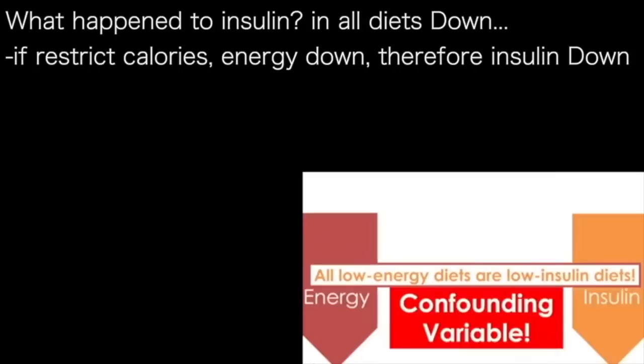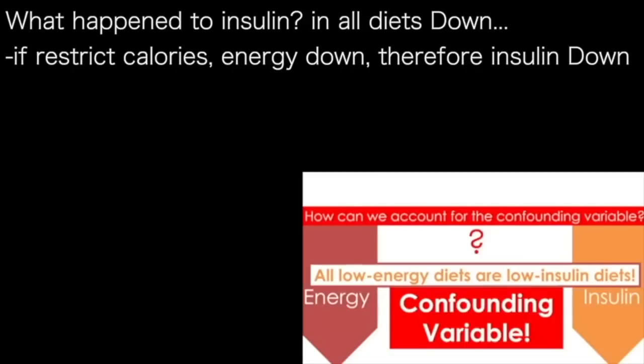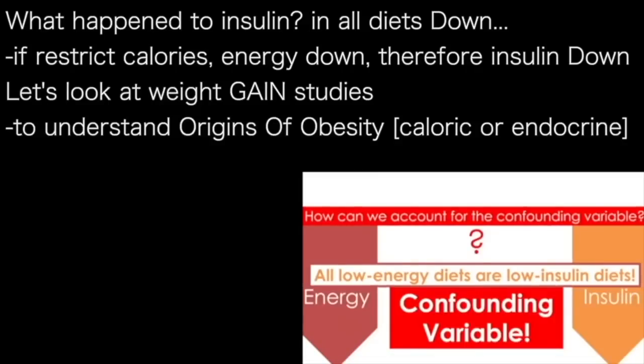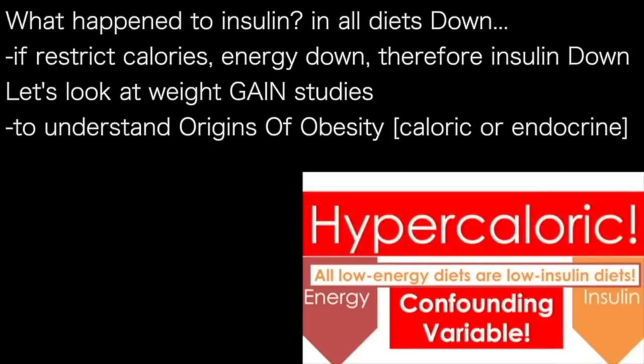So how can we really know that we've ever tested the endocrine theory of obesity or the caloric theory of obesity in these weight loss studies? And there's so much fervor and arguing about them when we have this massive confounding variable. So what my idea is, how can we account for the confounding variable? We need to forget about weight loss studies and look at weight gain studies. We need to put these same diets in a hypercaloric state and acknowledge the confounding variable of low energy leading to low insulin. So the reduction in insulin is going to be present among both interventional groups.